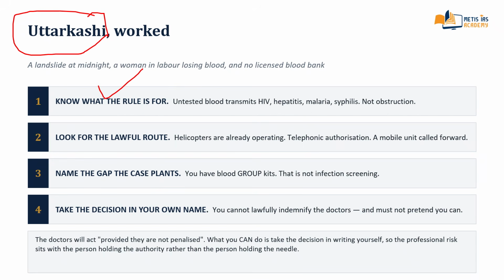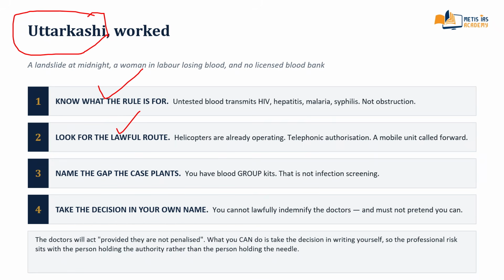And the second one: is there a lawful route to the same outcome? Look for the lawful route. Helicopter services are already operating in this scenario. Telephonic authorization from the state health authority, a mobile collection unit called forward, and the detail this case plants deliberately. You have blood group kits, which is not the same thing as infection screening. So naming the gap is the difference between a calculated risk and a blind one.